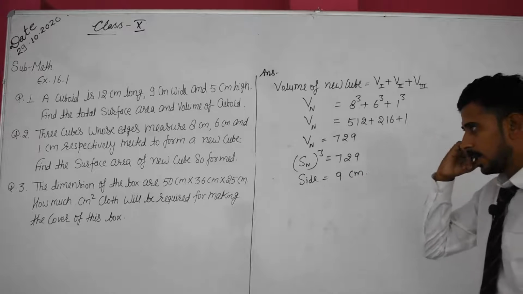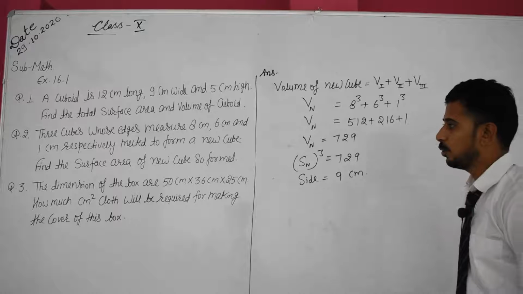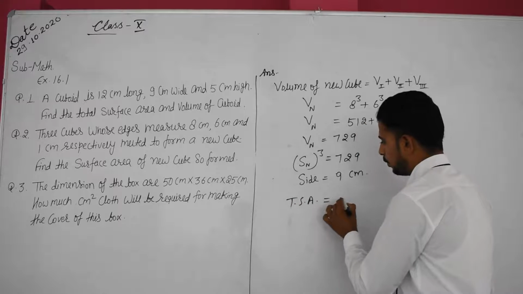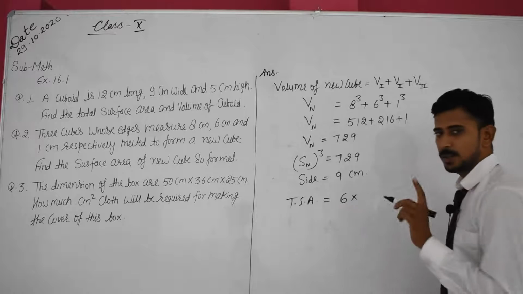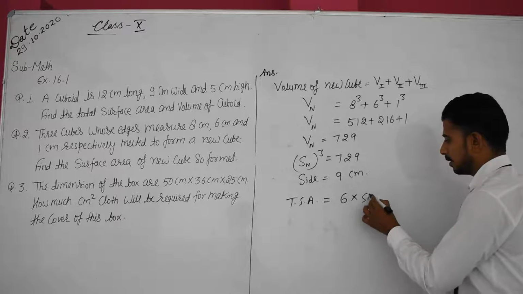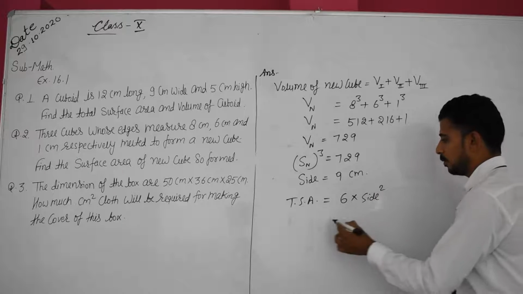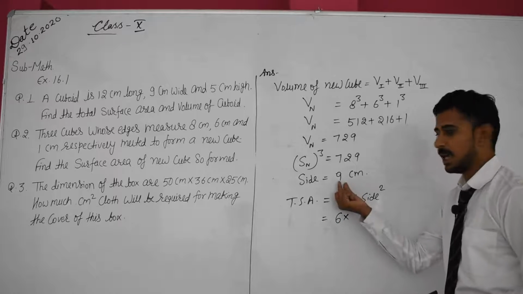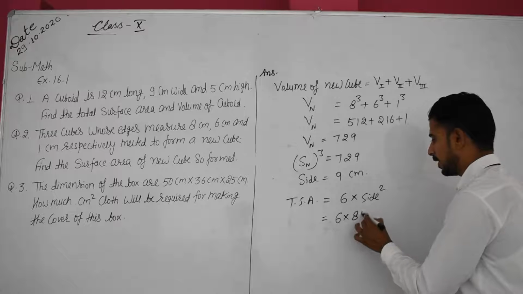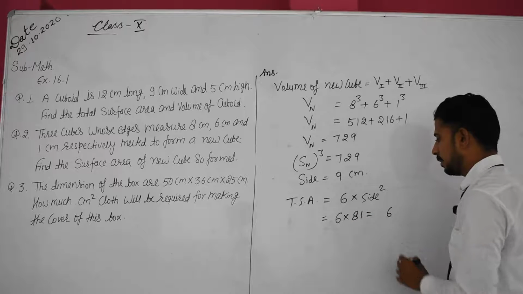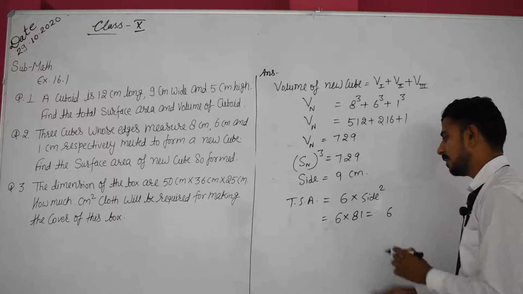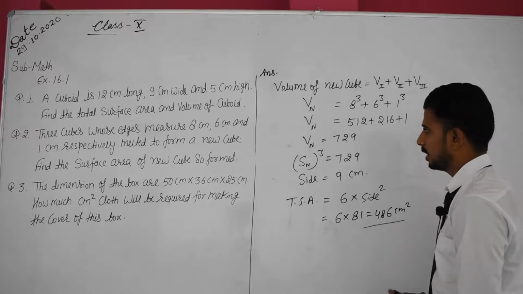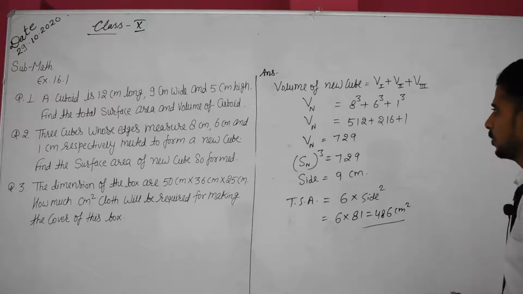Then the total surface area of the new cube, TSA. TSA of the new cube is equal to 6 into side square. The formula of the TSA of a cube is 6 into side square. 6 multiplied by side 9, square of 9 is 81. Then after multiplication, 6 times 1 is 6, 6 times 8 is 48, 486 square centimeter. This is the solution of the second question.